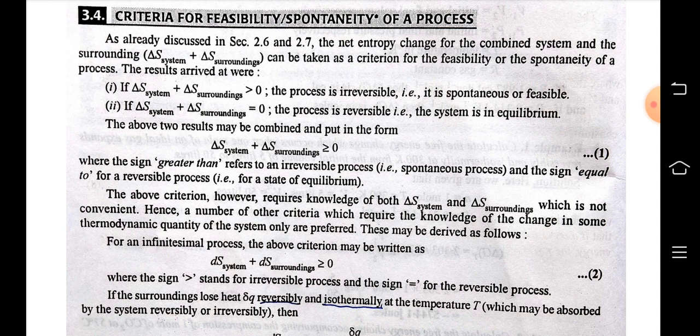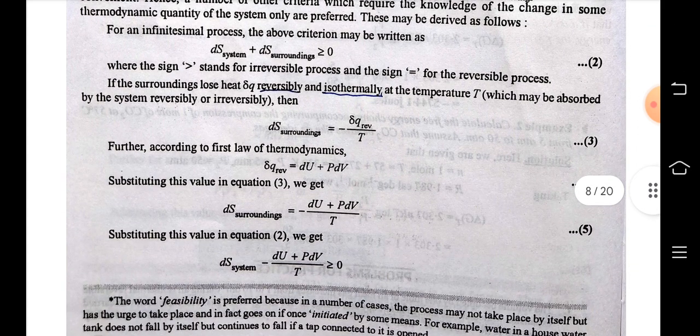If ΔS system plus ΔS surrounding is equal to 0, the process is reversible, that is, the system is in equilibrium. The above two results may be combined and put in the form ΔS system plus ΔS surrounding greater than or equal to 0, where the greater than sign refers to an irreversible process and the equal sign to a reversible process. For an infinitesimal process, the above criterion may be written as dS system plus dS surrounding greater than or equal to 0. The greater sign stands for an irreversible process and the equal sign for a reversible process.